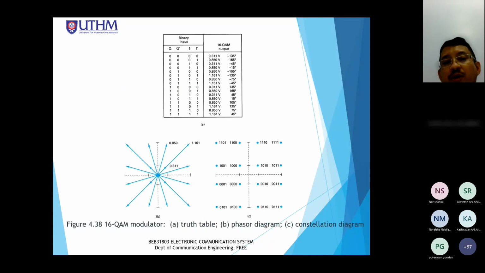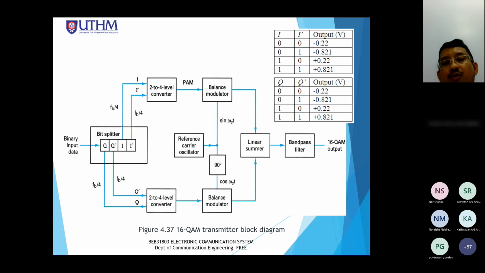If we have a 16 QAM, 4-bit, it becomes like this, more complicated. Okay, this is for 16 QAM or 4-bit, where we have the Q channel and Q prime channel, I channel and I prime channel. So you can try this on your own.